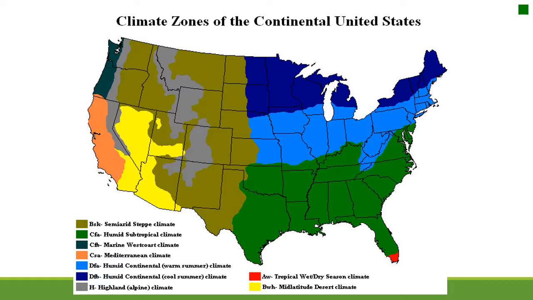We see on the East Coast as we move north, our climate zones vary, whereas in the previous slide, basically the entire East Coast was one climate zone. In the West, we have multiple varying climate zones, and that could be largely due to temperatures. We see this strip of purple, highland alpine climate. So that would be due to topography.